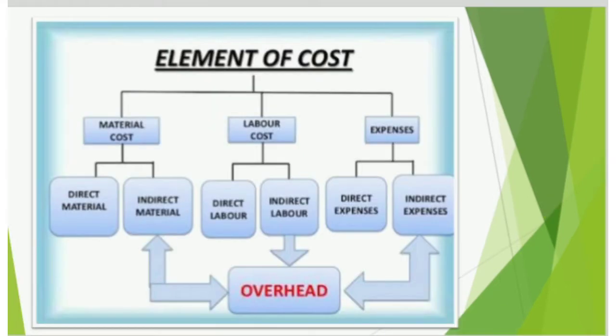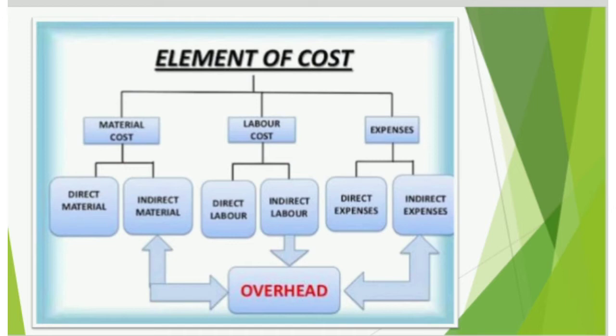Elements of cost. This chart shows which are the elements of cost and its major classification. From this, we can understand that mainly there are three elements. They are material, labor, and expenses, and each of them has two divisions, direct and indirect. That means material has direct material and indirect material. Labor: direct labor and indirect labor, and for expenses, direct expenses and indirect expenses. And all the indirect expenses are collectively known as overheads.